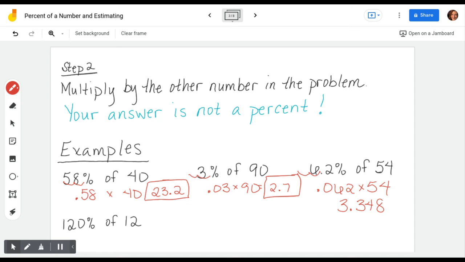You should get 3.348. That's not one that I knew off the top of my head, so I'm just going to double check myself. 0.062 times 54. Yep, 3.348.